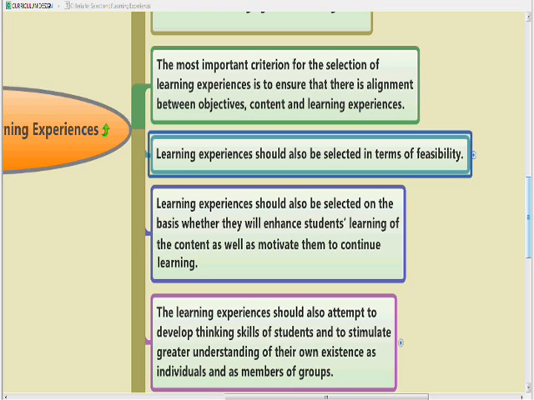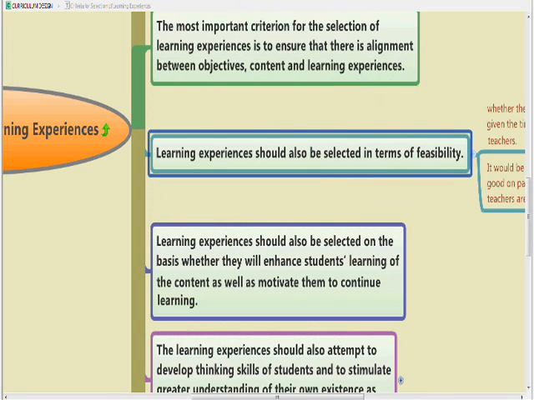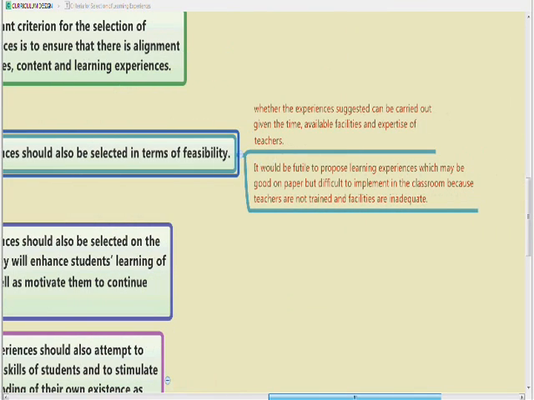It has to be feasible, right? You cannot just take from one experience and transplant into another one. The point here I would like to make is whether the experience suggested can be carried out, given the time, available facilities and expertise of teachers. It would be futile to propose learning experiences which may be good on paper but difficult to implement in the classroom, because teachers are not trained to facilitate and facilities are inadequate.